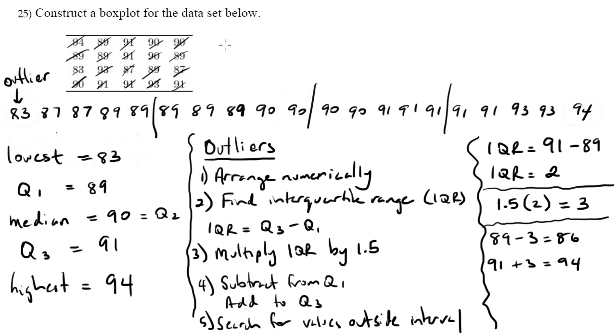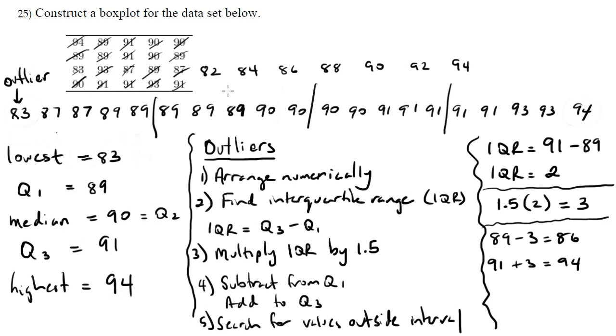Okay, so let's actually do this box plot now. I'm going to do it in this space right here, just so we can see everything here. So I'm going to start with 82, 84, 86, 88, 90, 92, 94. Okay, so we have our 5-number summary here, and we have our outlier here.